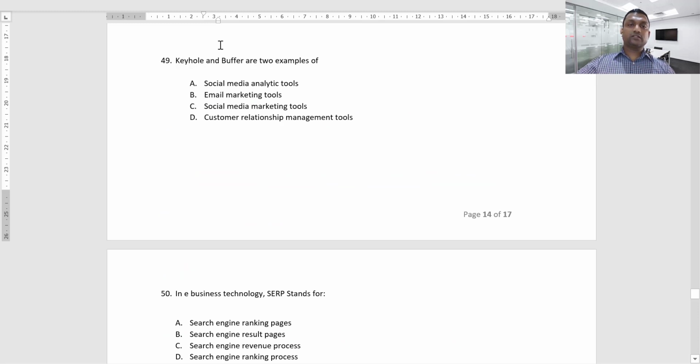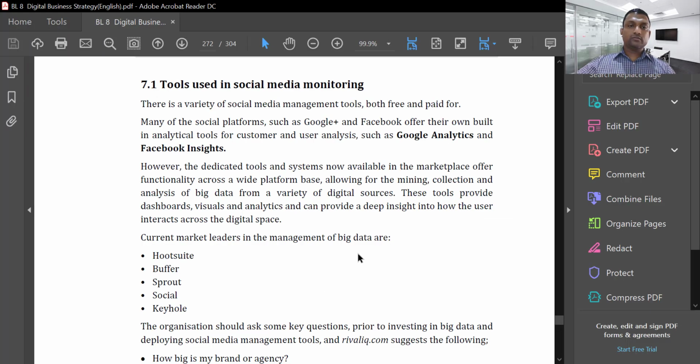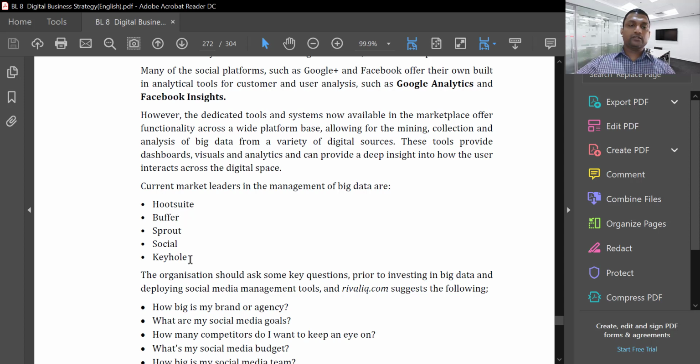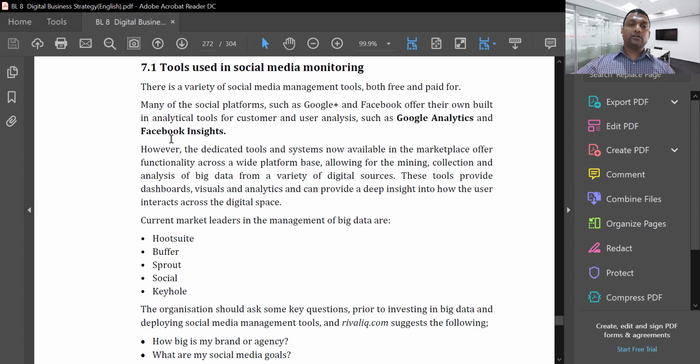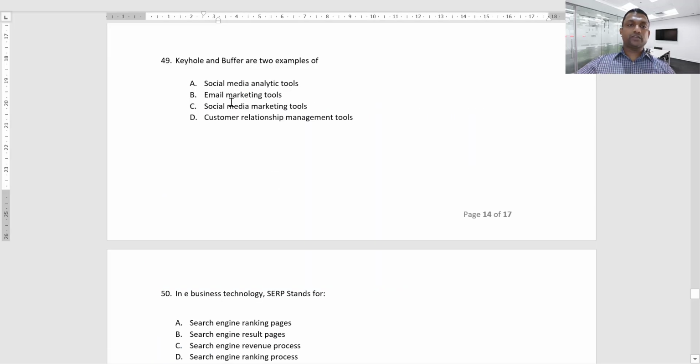So for that, the question is asking these two tools, what type of example? Is it social media analytic tools, email marketing tools, social media marketing tools, or customer relationship management tools? So if you look at it, you can see Keyhole and Buffer are two tools for social media analytics. This is explaining how Facebook Insights, Google Analytics, and how you analyze social media platforms and harvest the data. So these are a set of tools which are explained. So in that you can see those are social media analytic tools.